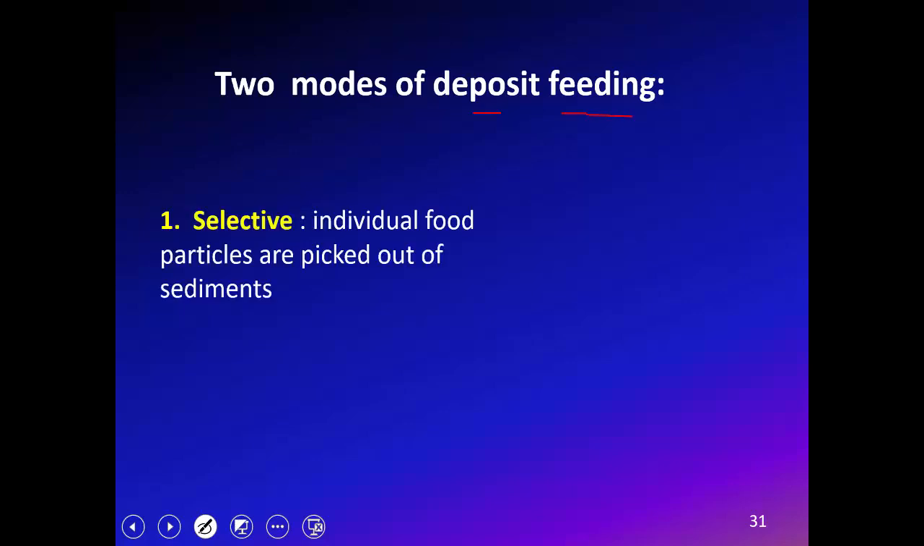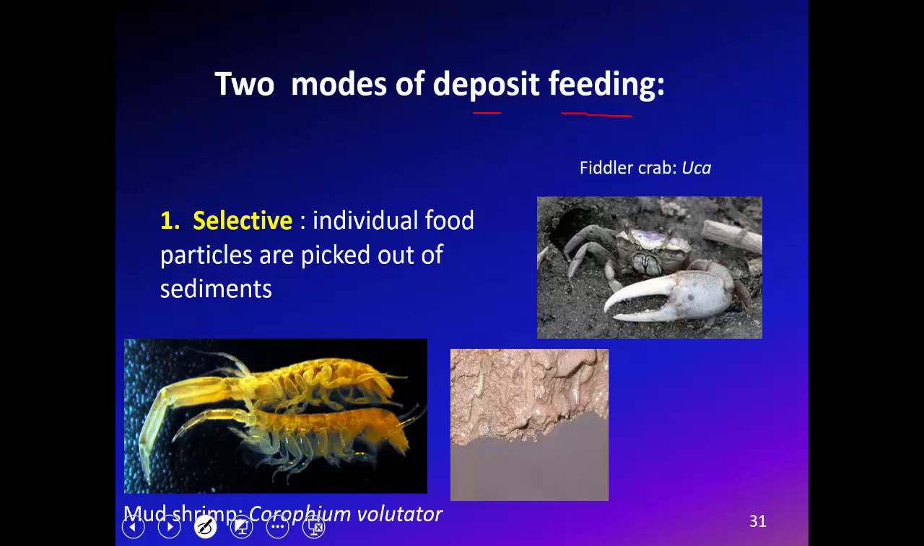So there are basically two types. One, those that are picky and pick out individual food particles. Here are some examples: mud shrimp, kind of an ugly looking organism, probably not eaten very much. One that you may have seen on the shore is the fiddler crab, and you can just picture this organism feeding with those pincers, although I suspect that's more a defense mechanism rather than for getting food. Anyway, they're just picking things out of the sediments.